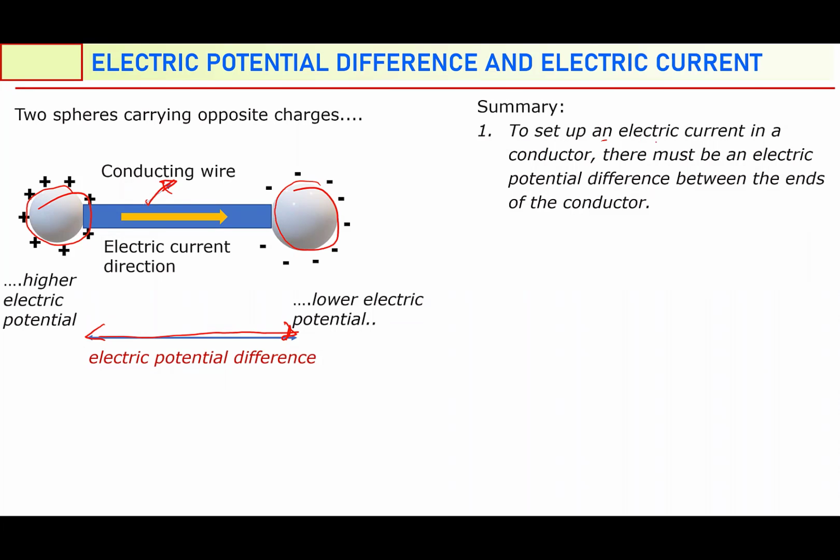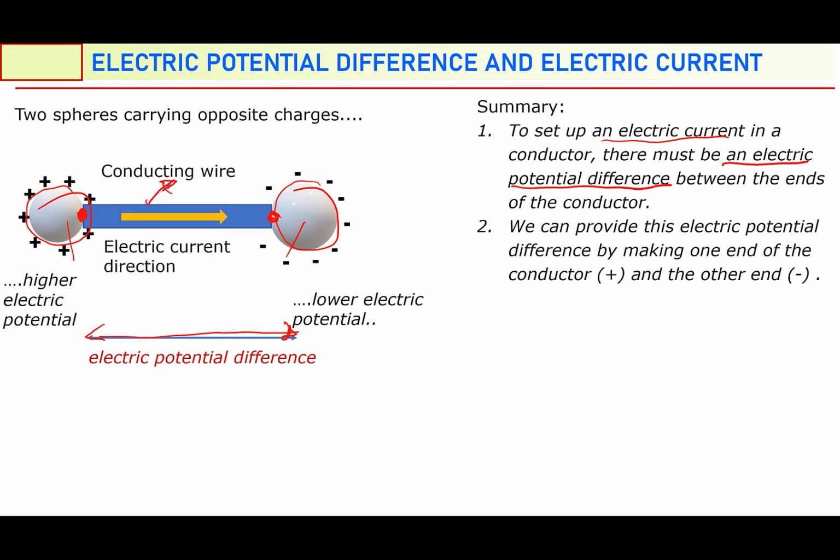To set up an electric current in a conductor, there must be an electric potential difference between the ends of the conductor. This is one end of the conductor. This is another end of the conductor. Is there an electric potential difference? Yes. Why? Because one sphere is positive, the other one is negative. There must be an electric potential difference between the ends of the conductor. In this case, we can say that there is an electric current.